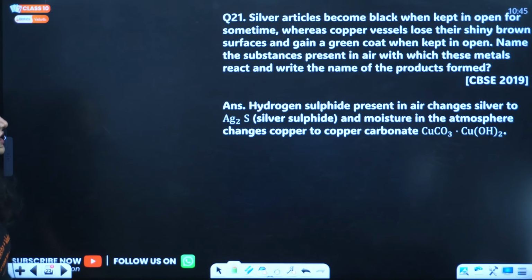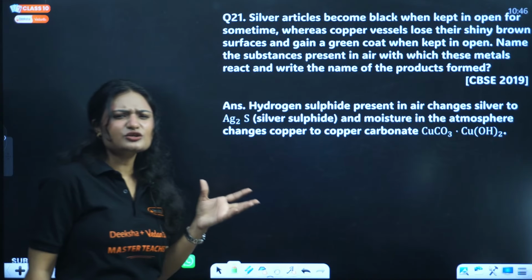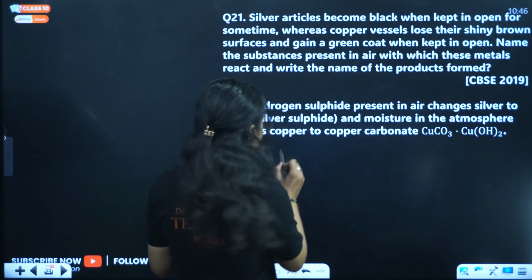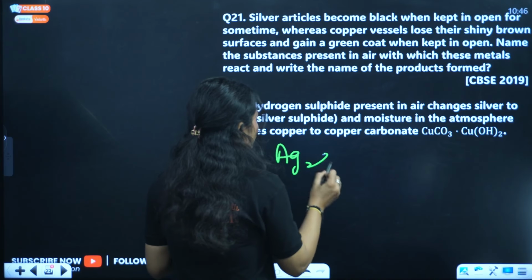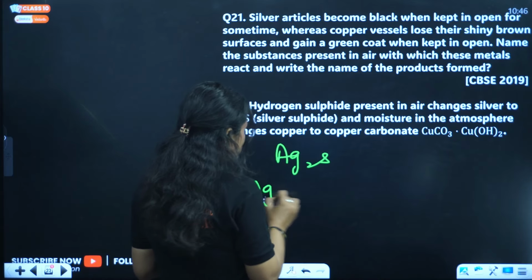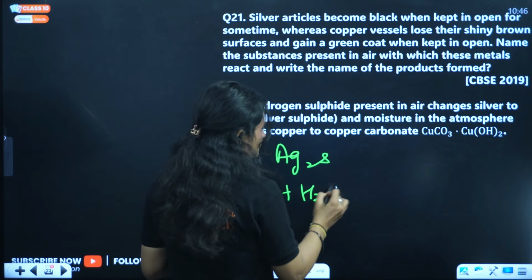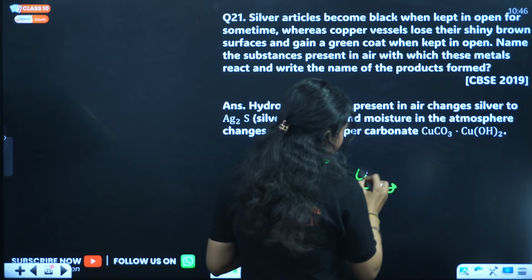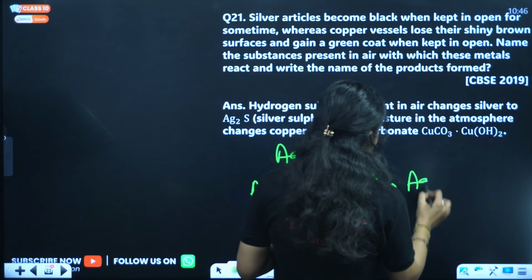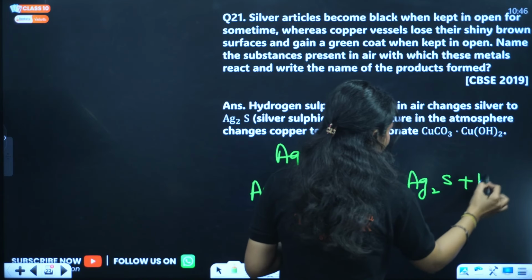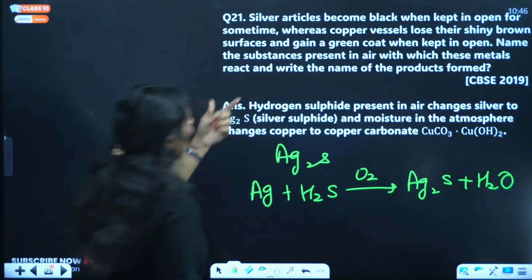Next question. Silver articles become black. Why do silver articles become black? Because of the formation of silver sulfide. Because we have H2S gas in our environment and we have oxygen also. So we get silver sulfide and water. This is the reaction.